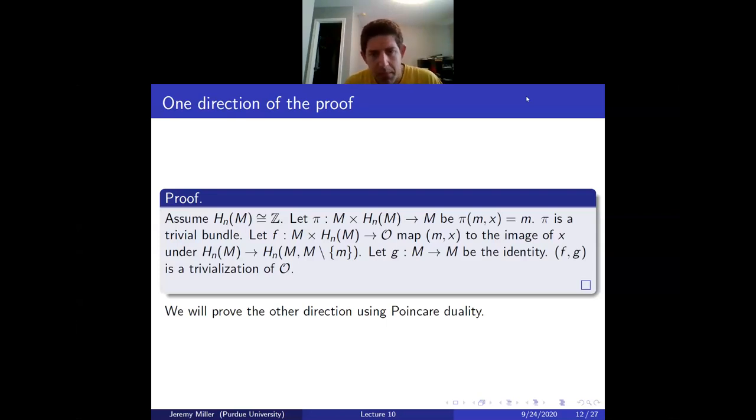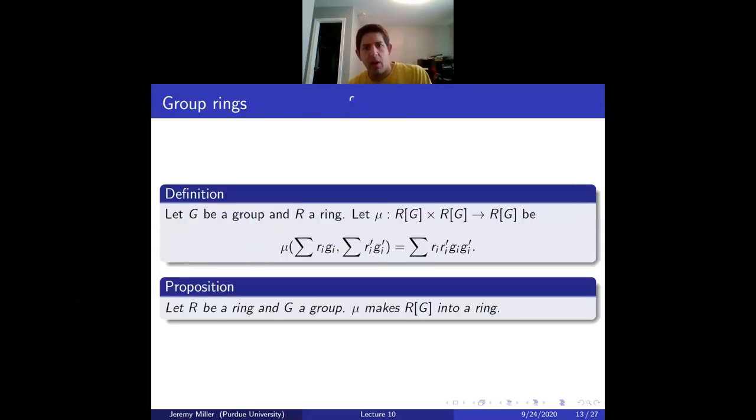Okay. Any other questions? Okay, yeah. So now I'm going to give an alternate definition of bundles of abelian groups using the concept of group rings, and then that'll let us define homology with twisted coefficients.